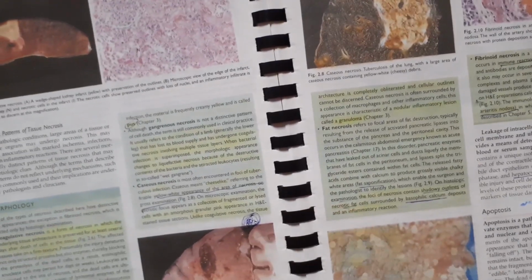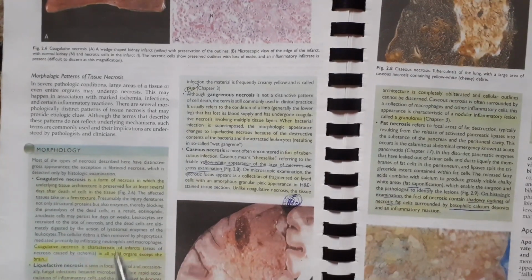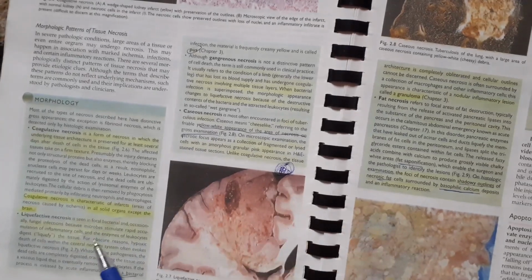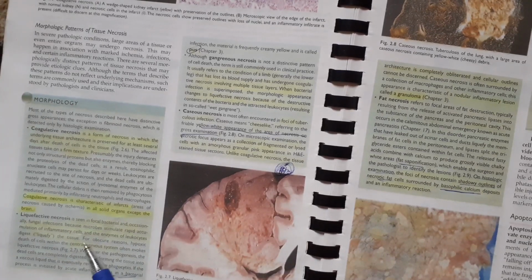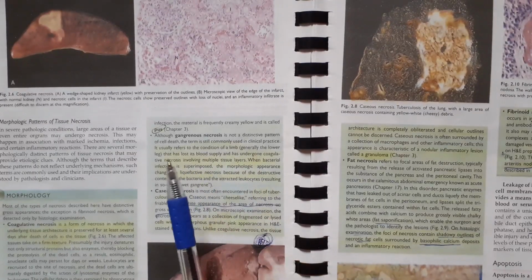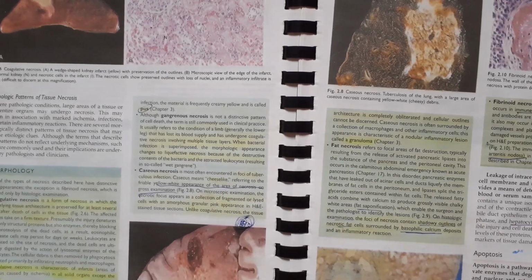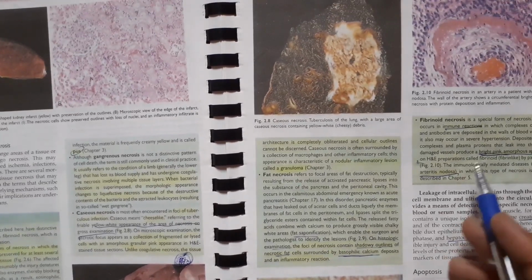So what we have studied here: coagulative necrosis is the characteristic of solid organs, ischemia, or infarcts of solid organs. Liquefactive necrosis is a characteristic of microbial infections, as well as necrosis of the CNS. Gangrenous necrosis is a term specifically used for limbs, and it is a combination of coagulative necrosis and liquefactive necrosis. Caseous necrosis is mainly seen in tuberculosis infection, and it is characterized by a cheese-like appearance of the tissues. Then comes fat necrosis, which is a term specifically used for abdominal fats, and then fibrinoid necrosis, which is used specifically for blood vessels.